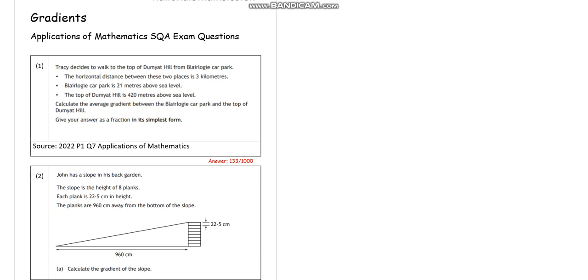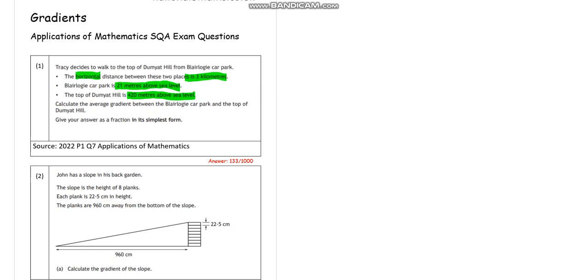So let's just get through all the words. Oh, very wordy questions again. Pause the video, try the question yourself, and then see how my working compares with yours. So we're going from top there, top there. Okay, so the horizontal distance is 3 kilometers. 21 above sea level. Okay, calculate the average gradient between that.